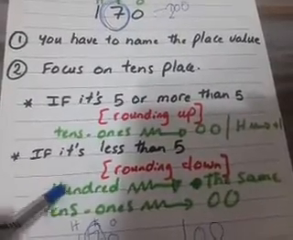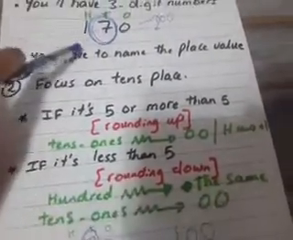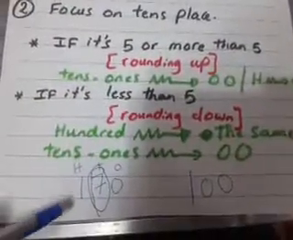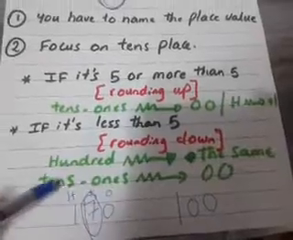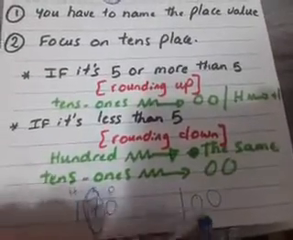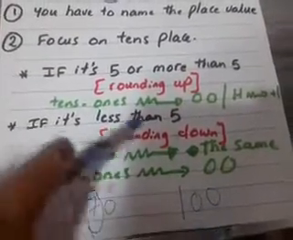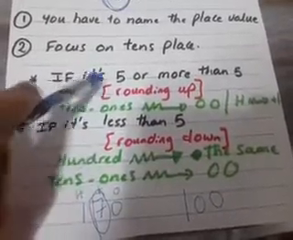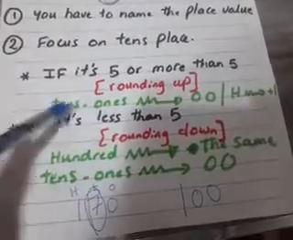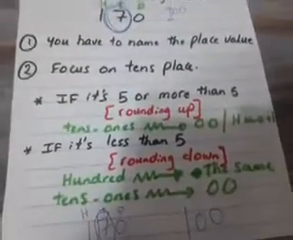The hundreds will be the same, like this number. The hundreds will be the same, and the tens and ones will be zeros. Okay, this is if it's less than 5. But if it's more than 5, the tens and ones will be zeros, and to the hundreds I will add 1, like the previous lesson.